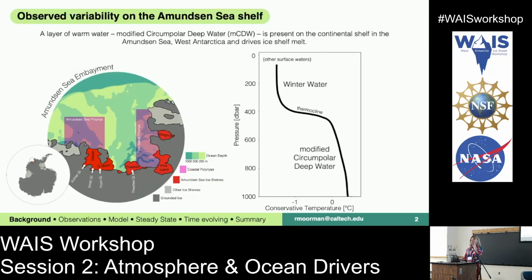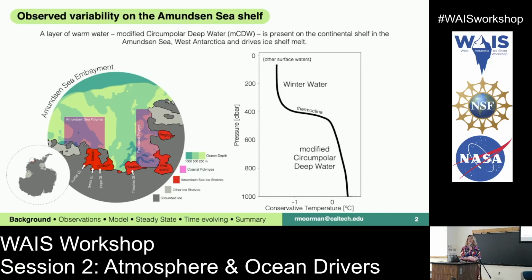Okay, so I want to start off by situating us in the Amundsen Sea embayment of West Antarctica here. As most of you will know, the Amundsen Sea hosts a number of rapidly melting ice shelves, including Thwaites, Pine Island, Dotson, and Crosson, with rapid ice shelf melt observed here associated with warm waters called modified circumpolar deep waters.